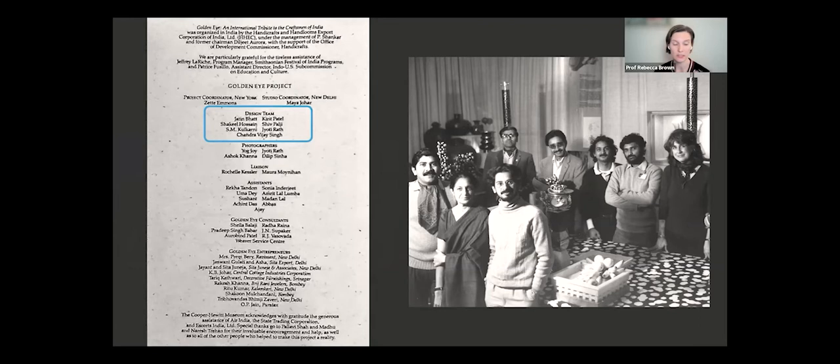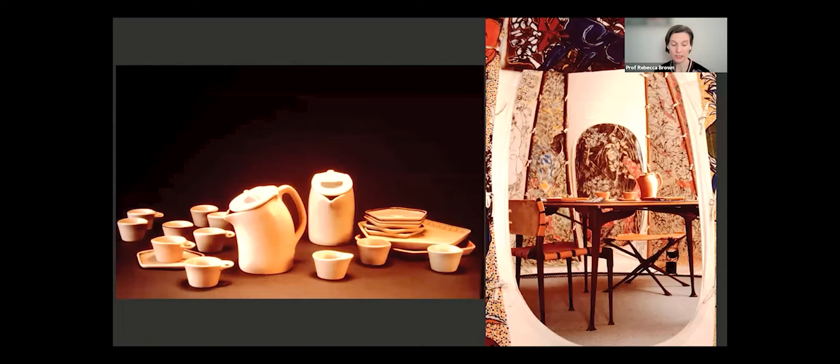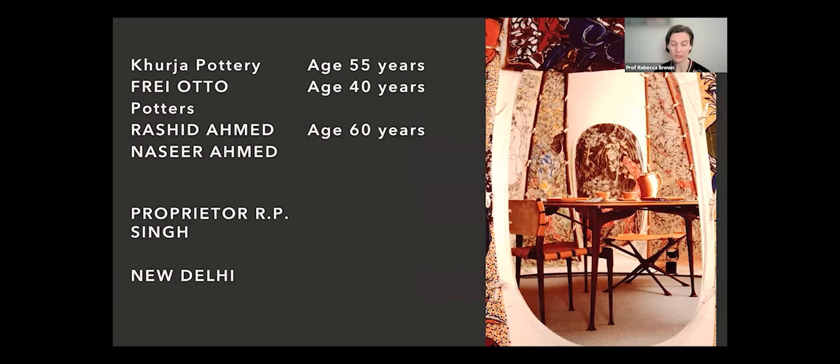Once inside the exhibition, fabric banners included translations of interviews done with multiple generations of artisans alongside their photographs, sometimes beaming at the camera, sometimes at work. The text here does name the artists. It gives their names who worked with the European designers. Fry Otto, for example, worked with several potters from New Delhi on some of his objects, and they are listed by name and age on a banner nearby, along with the proprietor of the workshop.